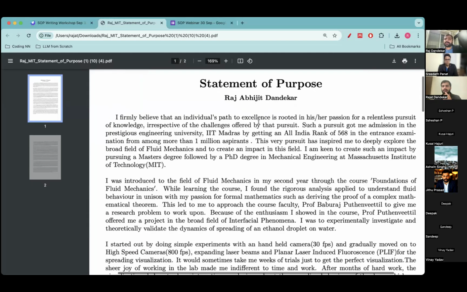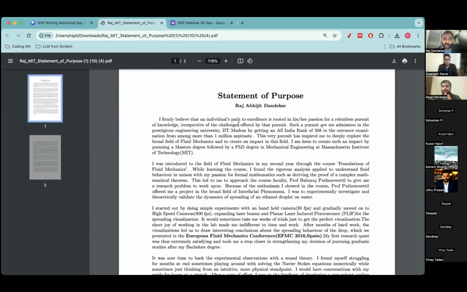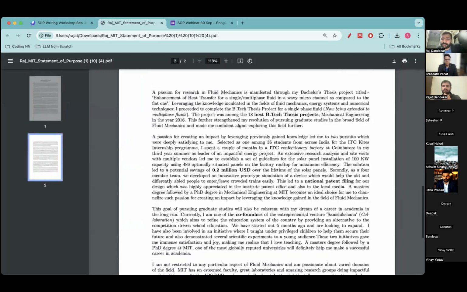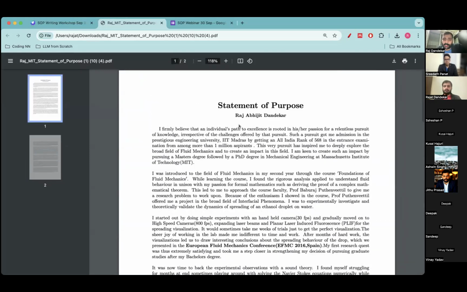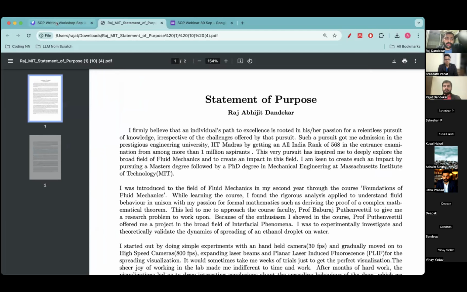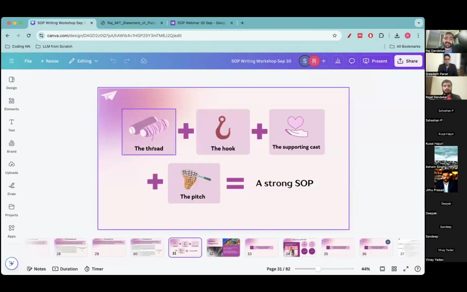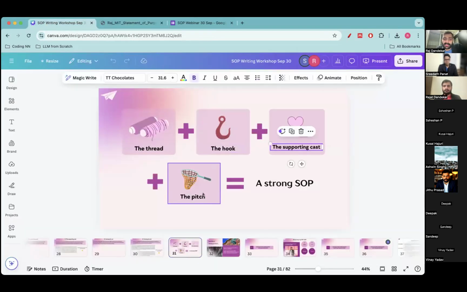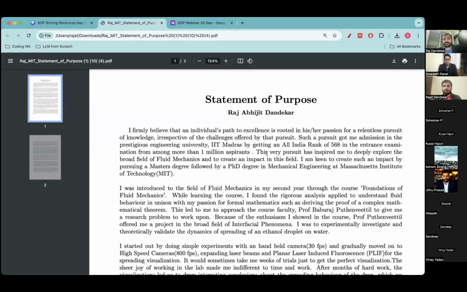Okay, so here is the PDF version of my statement of purpose. And this is the SOP which got me admitted into MIT. So I'm going to show you how the four elements, the thread, the hook, the supporting cast, and the pitch come together in my SOP.